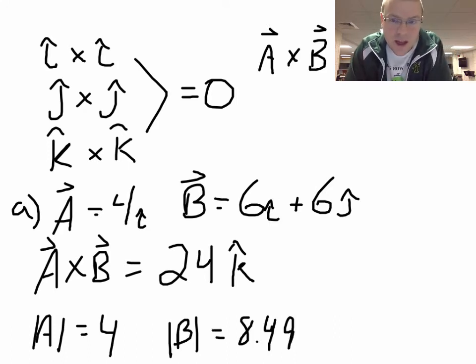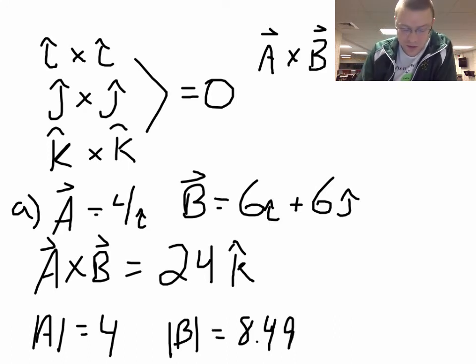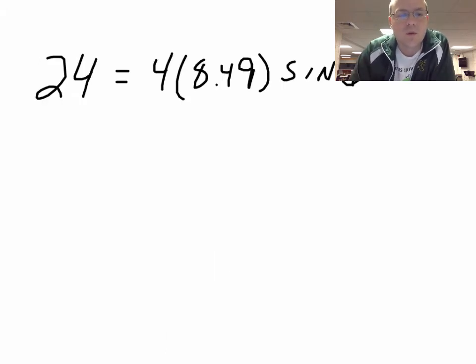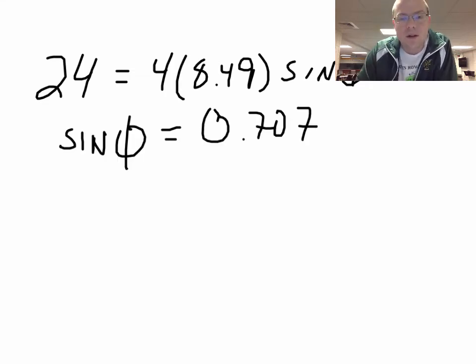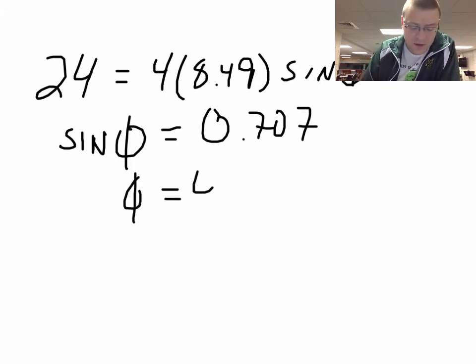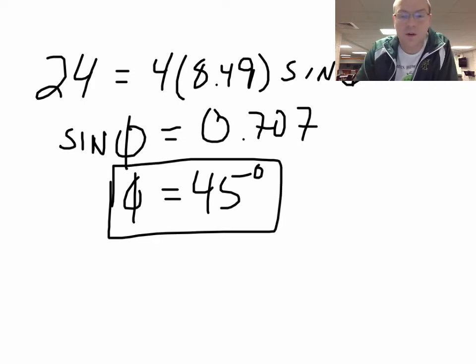So if I want to solve for the angle between them, then I'm just going to use my vector equation. So 24 is A cross B, 4 is the magnitude of A, 8.49 is the magnitude of B. So solving for sine of phi is 0.707. Getting the angle there, you end up with 45 degrees. So that means vector A and vector B are 45 degrees apart. And that's why you can use that rule to solve for the angles.